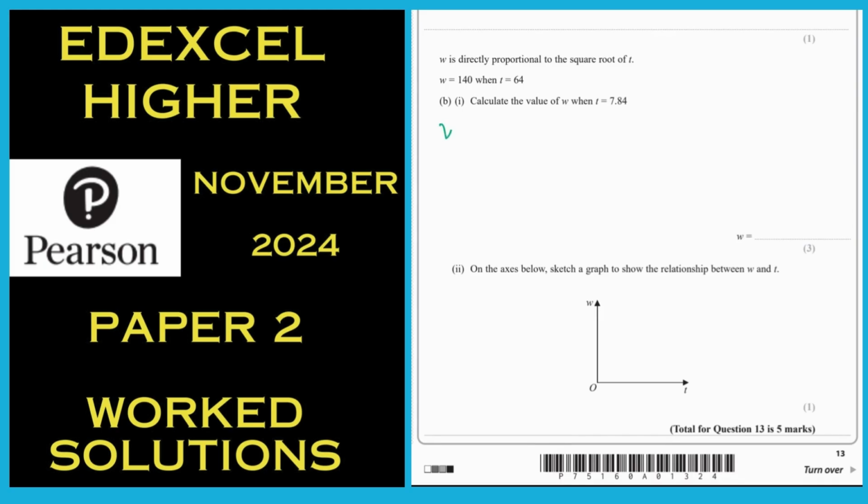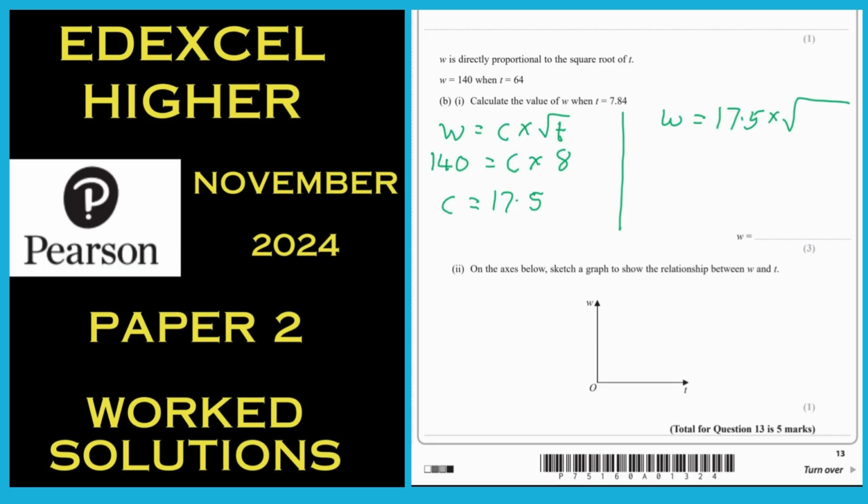Next, w is directly proportional to the square root of t. Get it written down. W equals a constant times root of t. We're told W is 140 when t is 64. Root of 64, and there we go. We've got our value of c, or you might have used k: 17.5. Reset, start again. W equals this constant multiplied by the square root of the value of t.